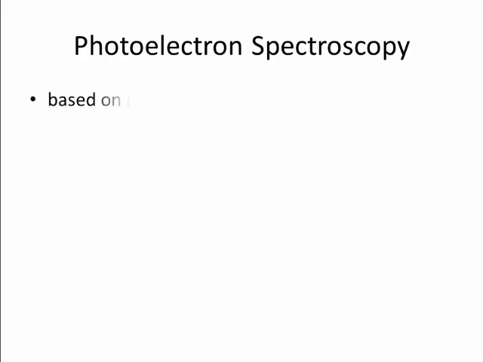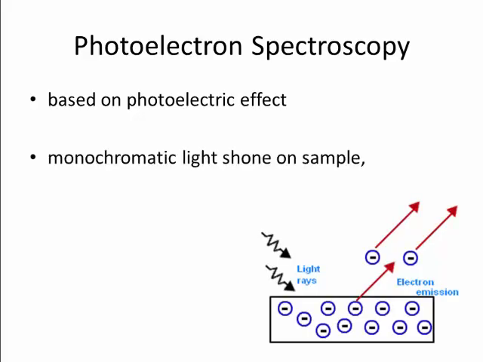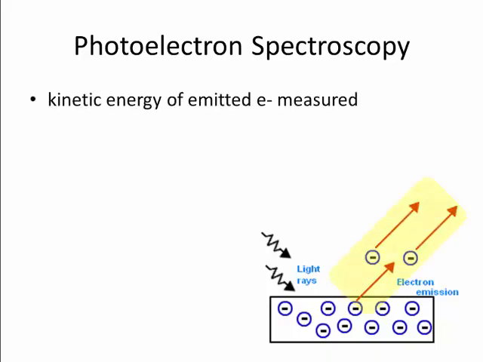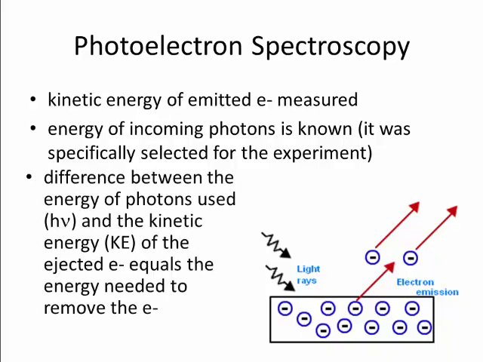Photoelectron spectroscopy is based on the photoelectric effect. Shine a light of sufficient energy on a metal surface and electrons will be ejected. In photoelectron spectroscopy, scientists measure the kinetic energy of the ejected electrons. They also know the energy of the incoming light. It was specifically selected for the experiment. The difference between these two values is the energy needed to remove the electron.